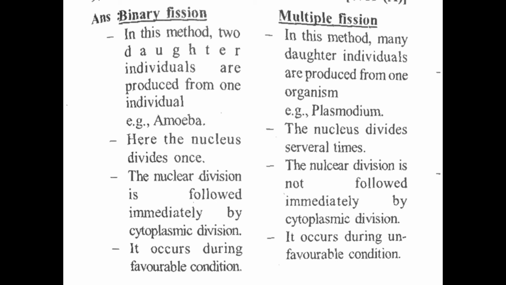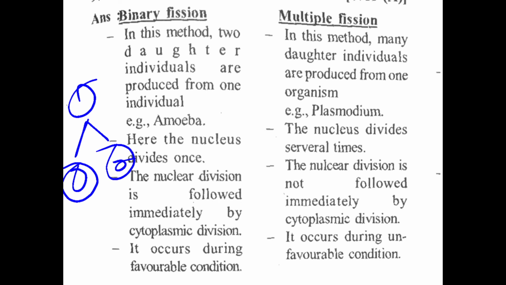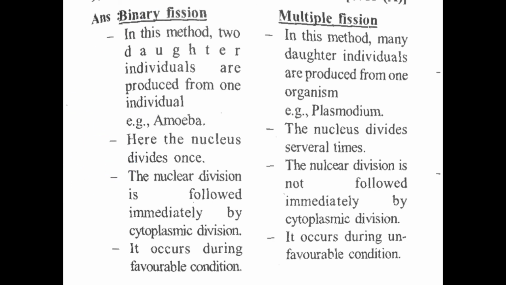Binary fission and multiple fission. In fission, when two daughter individuals are produced from one individual, that is known as binary fission. When a number of individuals are formed from one mother individual, that is known as multiple fission. Examples are amoeba and plasmodium.